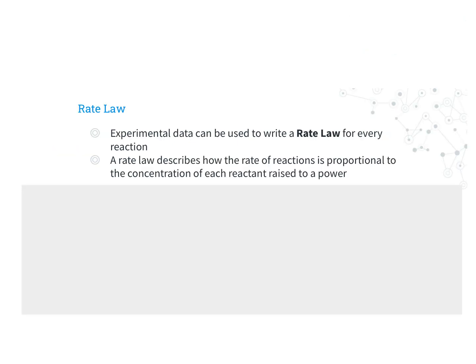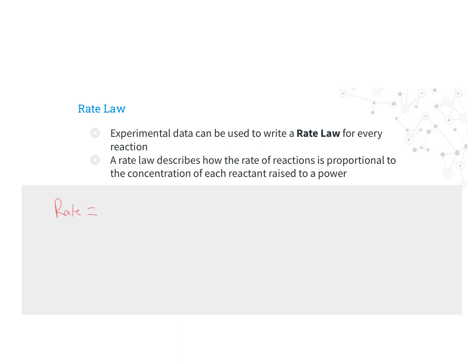So all this experimental data used together can write what's known as a rate law. A rate law is essentially just describes how the rate of a reaction is proportional to the concentrations of each reactant raised to a power. And I'll explain what that power is on the next slide. And so, for example, let's say we have some sort of a reaction with 2 reactants. We can write a rate law like this, and they all generally look pretty much the same.